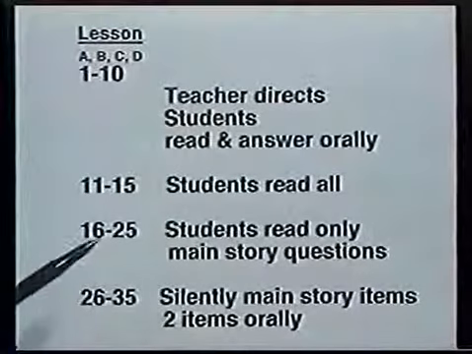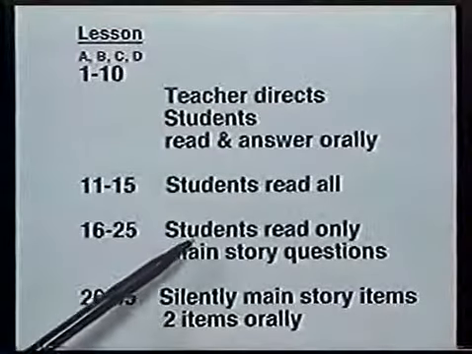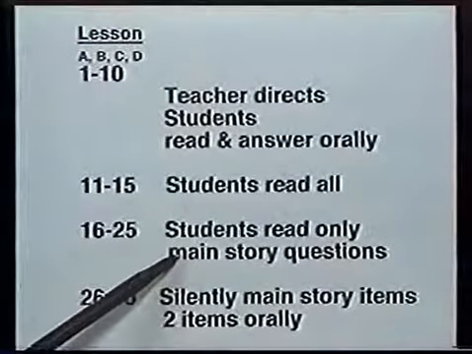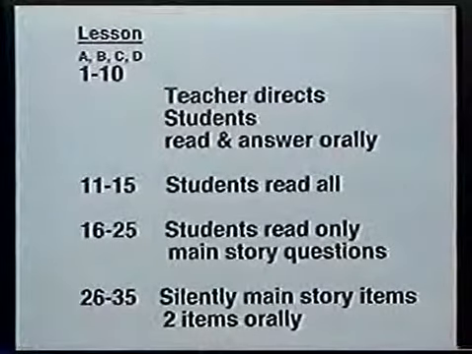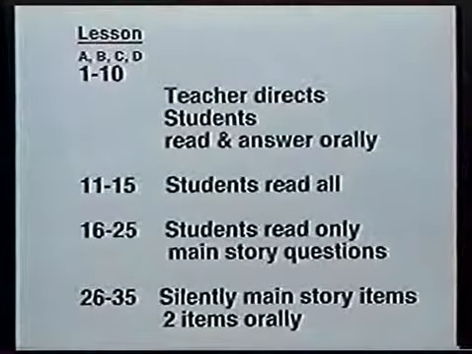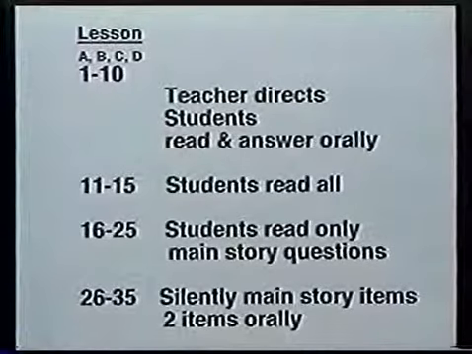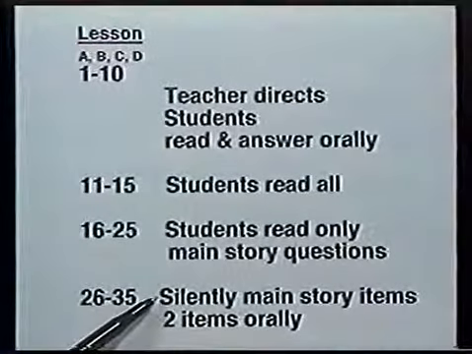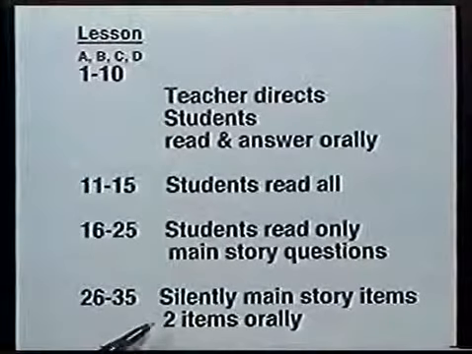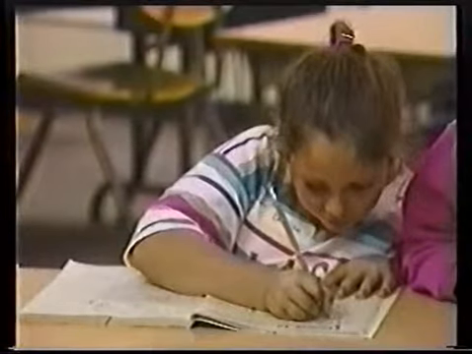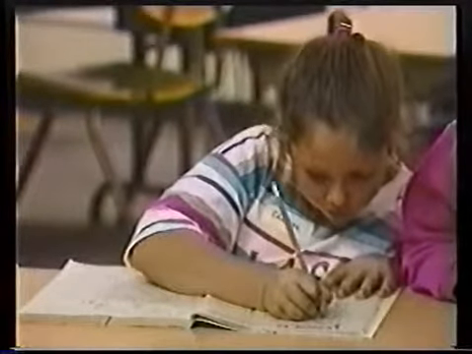For lessons 16 to 25, the teacher has individuals read those items that are based on the main story and new skill items, but not those items based on the comprehension passage or review items. Students do not answer orally. For lessons 26 to 35, the students read items to themselves, and then the teacher calls on students to read 2 items. Starting at lesson 36, students complete the workbook independently.